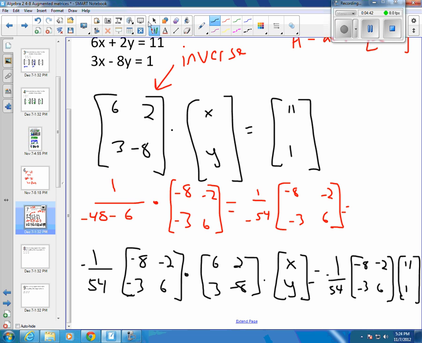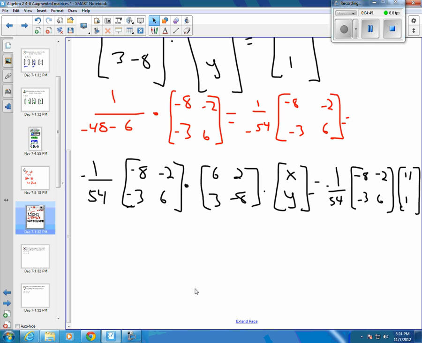So you can see how everything we've done this chapter is coming together now. We are doing multiplication of matrices, we're doing inverse of matrices, all to try to solve this system of equations. So now we need to multiply this all together. So I'm going to multiply these second two together first. So I've got to take my 6 and my 3 and multiply it by my 8 and my negative 2. Remember, this is a 2 by 2 times a 2 by 2, so I should get a 2 by 2. And I'm just going to leave this out front for now.